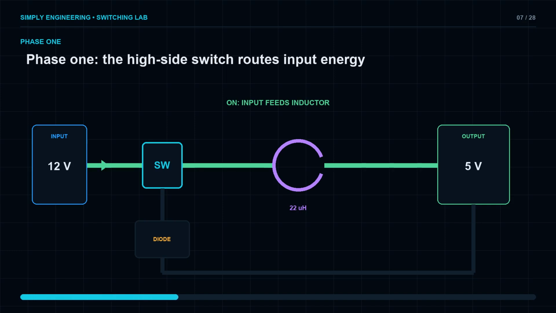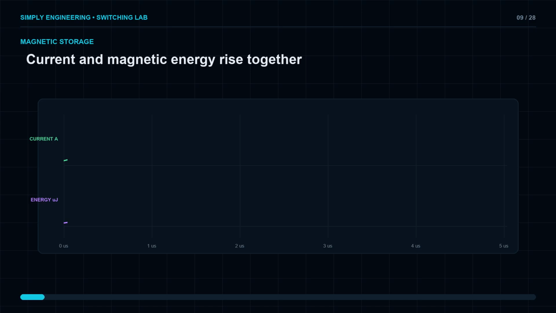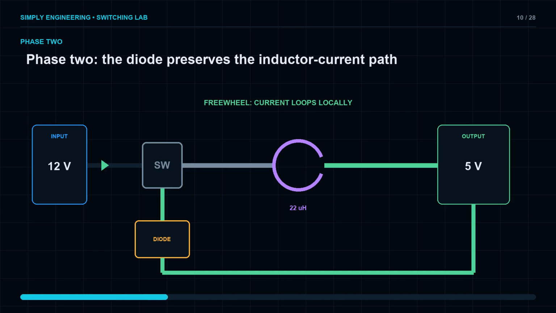During on, the switch node jumps to 12 volts. The inductor sees plus 7 volts, so its current ramps upward. Magnetic energy climbs as current rises from 0.669 amps. During freewheel, the switch opens and the diode carries the same current.